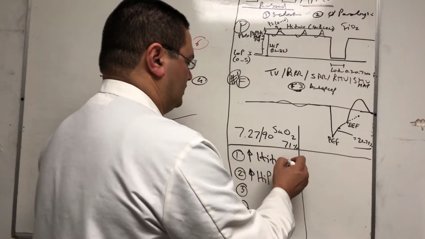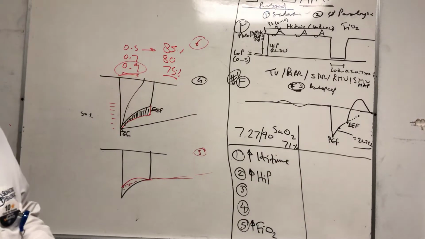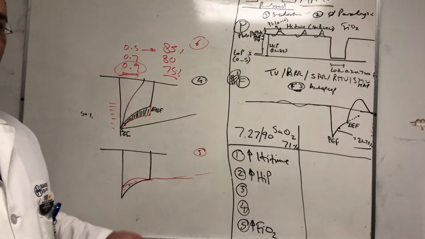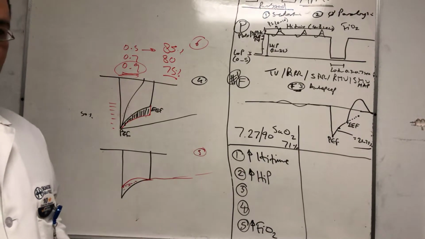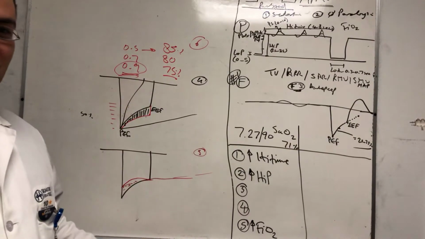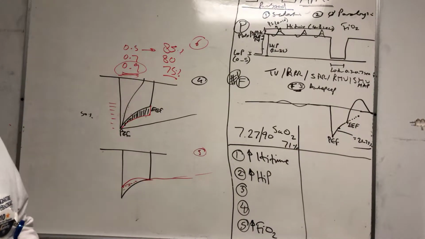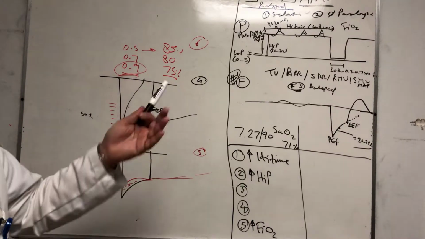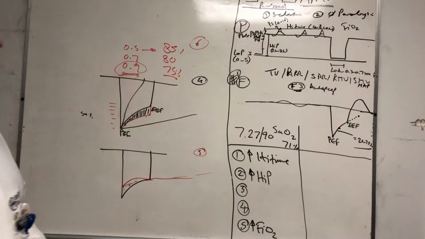By going up on the high time, you're actually making it as if it's a recruitment maneuver. What's the recruitment maneuver? Recruitment maneuver is 35 of pressure for 30 seconds. This one is going to be 35 of pressure for 12 seconds, or 14 seconds, or whatever. That will give it more and more and more, okay? Usually prolong by 1 or 2 seconds. So if you're at 6 seconds, make it 8, and take it from there.